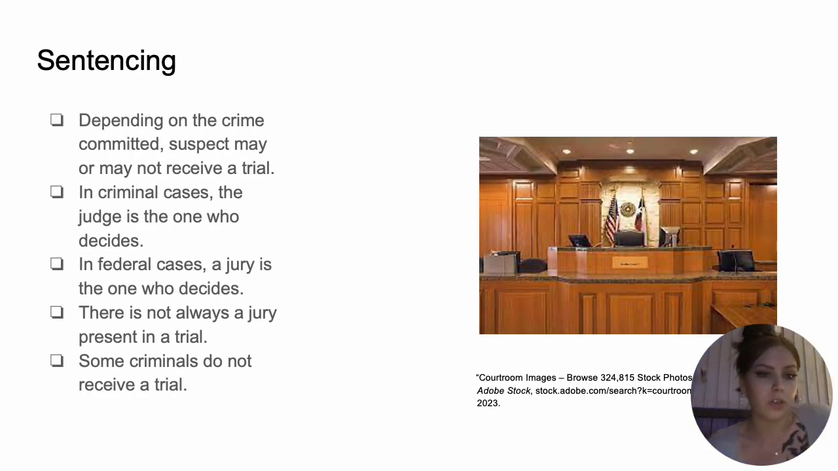So the sentencing portion of the criminal investigation process: depending on the crime, a suspect may or may not receive a trial. In criminal cases, the judge is the one who decides. In federal cases, a jury is the one who decides, and there's not always a jury present in a trial. Some criminals do not even receive a trial, because if there is overwhelming or obvious evidence against a suspect, there really is no need to waste your time on a trial because it's self-explanatory. You don't need a trial if it's pretty obvious. And in this slide, I have a photo of a courtroom.